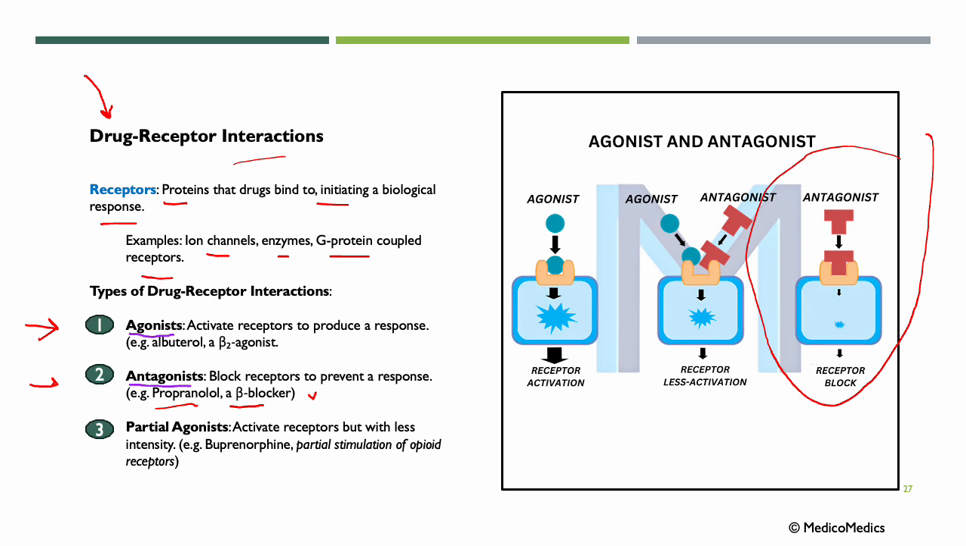Now we have something in the middle, which is partial agonists. These bind to the receptor and activate it, but they elicit only a submaximal response. So it's less intense. An example is buprenorphine. Creates a partial stimulation of opioid receptors. So it leads to providing a pain relief with a lower risk of leading to respiratory depression, which is something that's always considered.